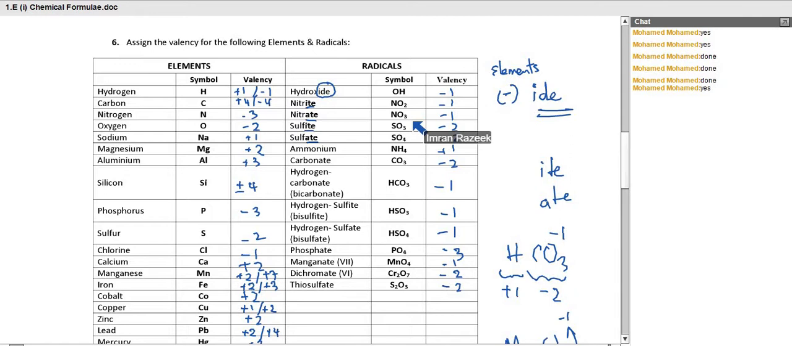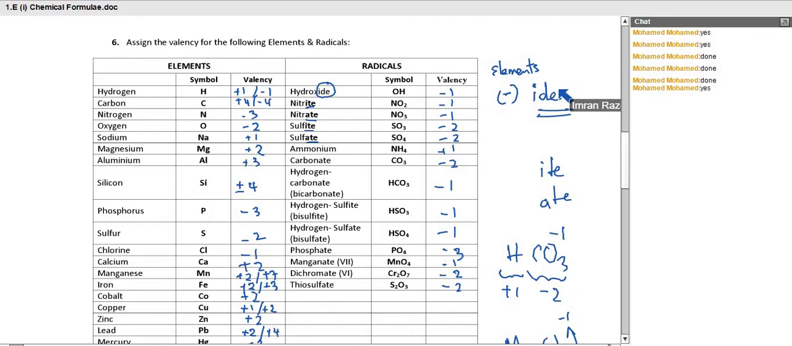As for the elements, nothing to worry because the periodic table is given. So I find this is very important because if you can't write a proper formula, you can't do chemistry, because this is the foundation of all the foundations in chemistry.